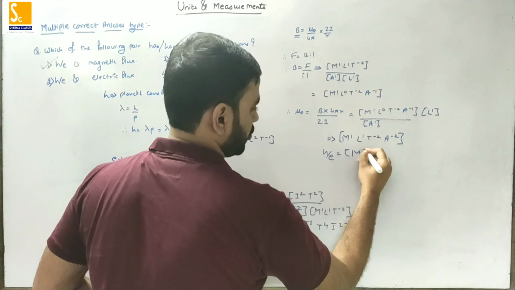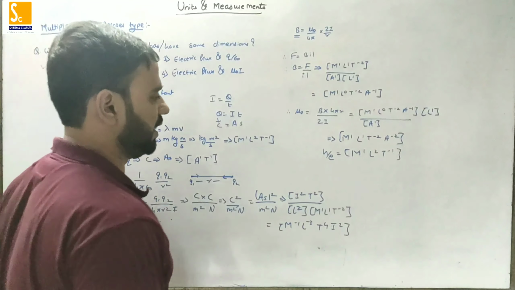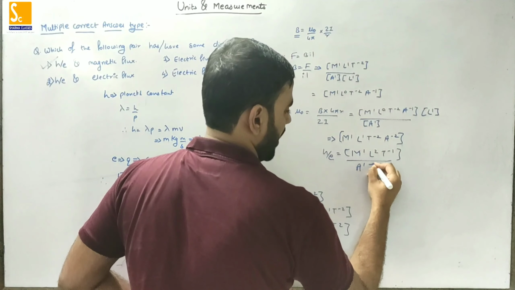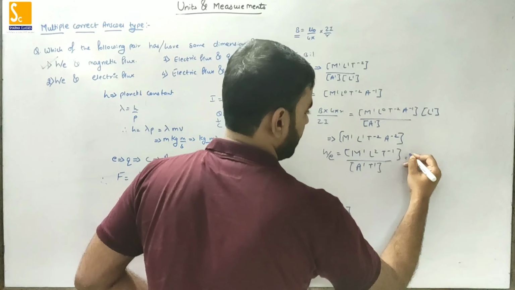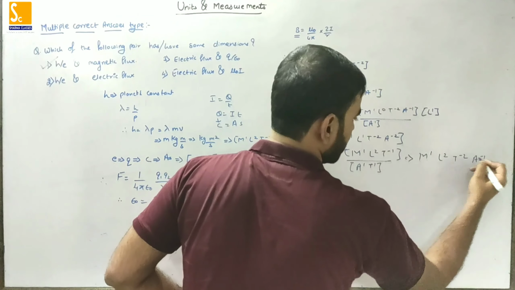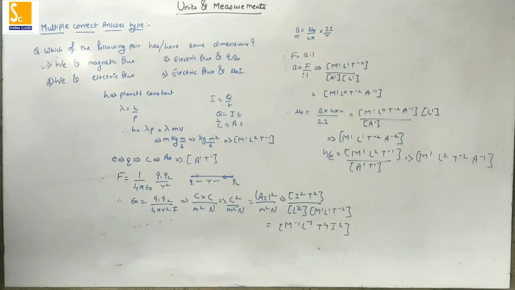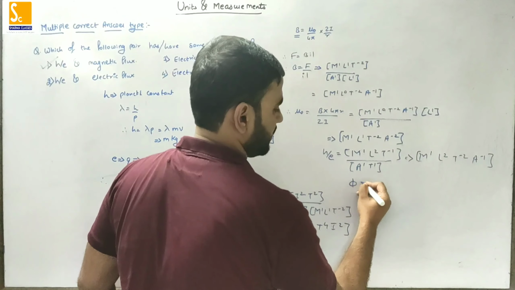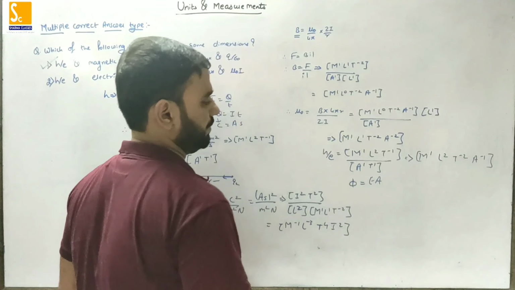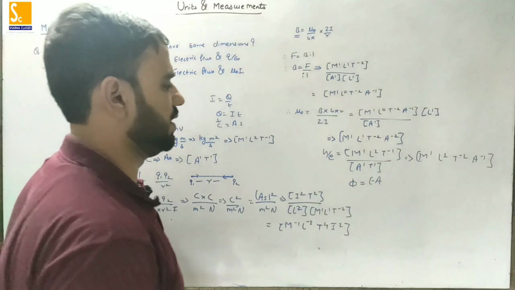So H is M raised to 1 L raised to 2 T raised to minus 1, and E is A raised to 1 and T raised to 1. So the dimensional formula is M raised to 1 L raised to 2 T raised to minus 2 and A raised to minus 1. That is the dimensional formula for H by E. Further, we'll find out the electric flux. Electric flux is nothing but electric field into area. Now we need to find the dimensional formula for electric field.